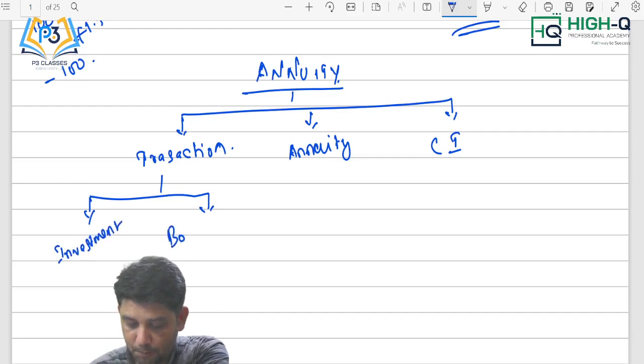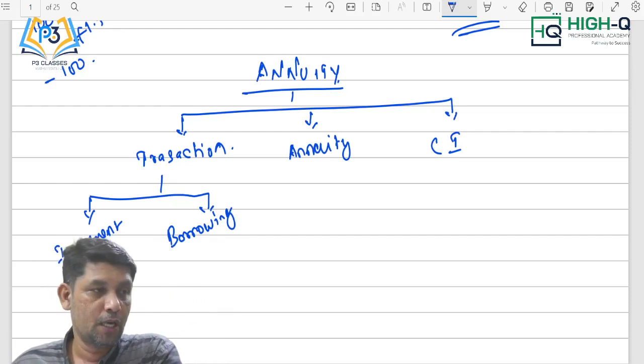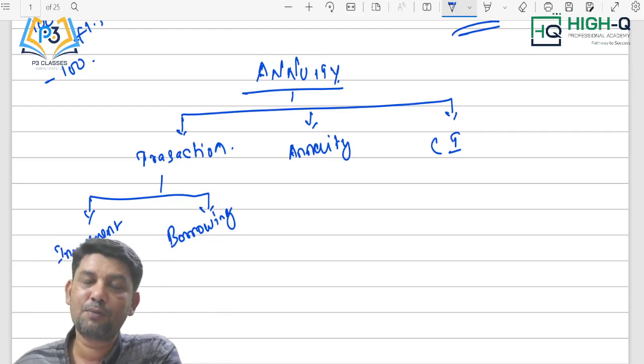And the other one is what? Borrowing. By reading the question, you will come to know whether the question is based on investment or borrowing. Sir, an amount is invested. Some money is invested. This comes under investment.